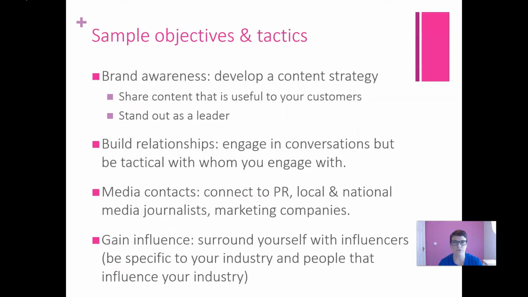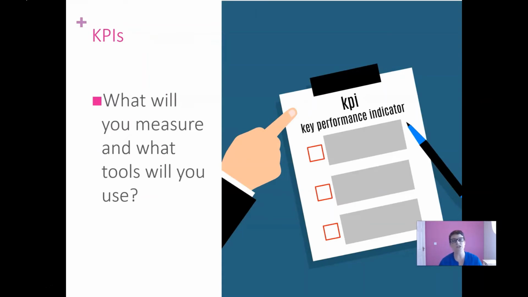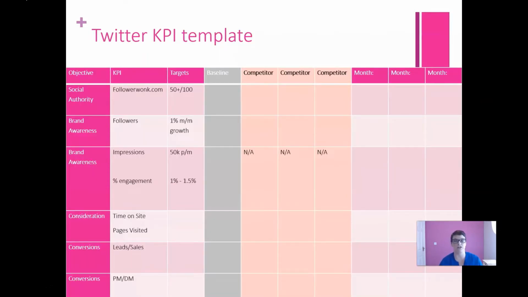So I'm going to show you a few tools that will help with measuring your goals and your objectives. The first thing I'm going to share with you is a KPI document. This is something that you should potentially be using for measuring. The first thing we're going to look at is your baseline. So where are you starting from? The things we're going to measure include your social authority: how influential are you on Twitter?